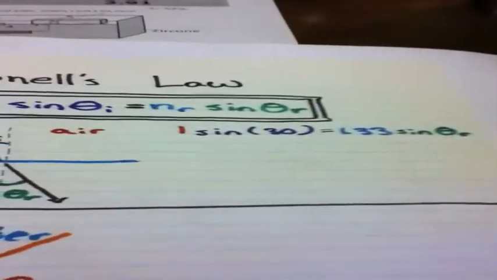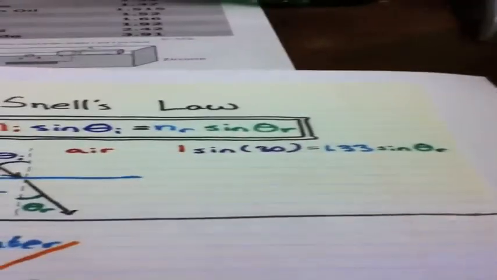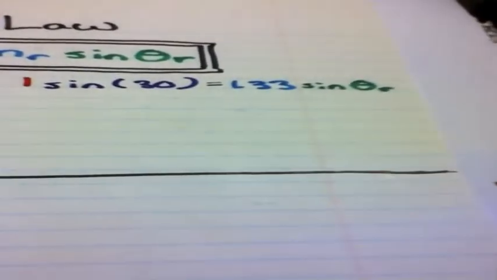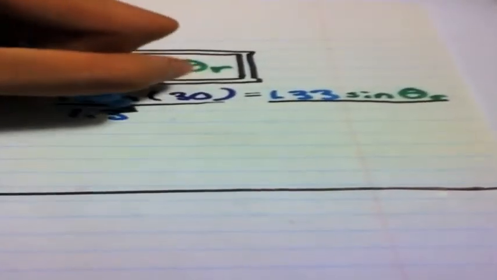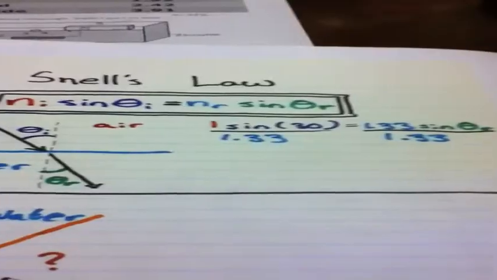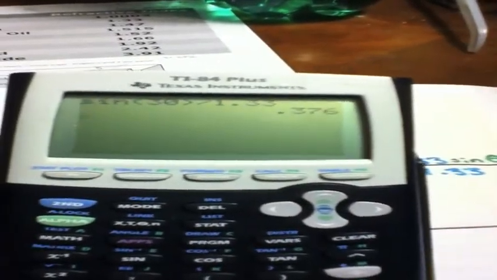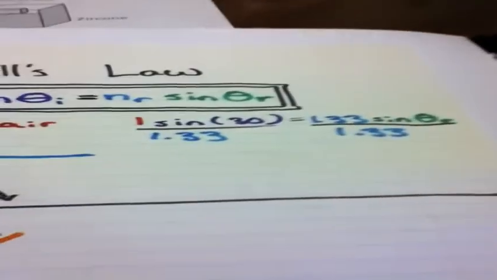So how do we solve that? All we've got to do is some division. 1 times sine 30 is just sine 30, so we're going to do sine 30 divided by 1.33. Basically, we're dividing both sides by 1.33. Let me write that out. Let's do this in our calculator: sine 30 divided by 1.33. You get 0.376. So that's the sine of theta r.